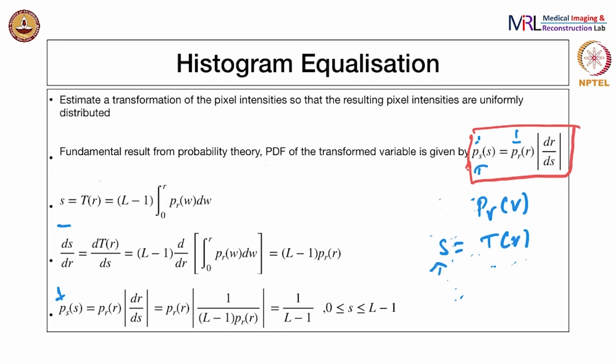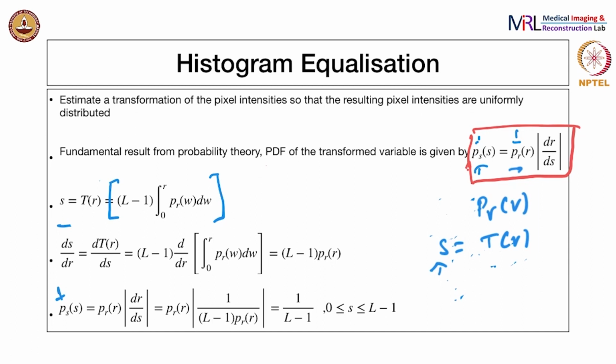And from the basic results of probability theory, we can show that P subscript S of S, that is the probability distribution of S, is given by this function. This is under the assumption that T(R) is continuous and differentiable. Now the special case of T(R), which is given right here, is what we looked at: L minus 1 times the integral from 0 to R of P_R(W) dW. W is just a dummy variable of integration, and P_R is the input image pixel intensity probability distribution.